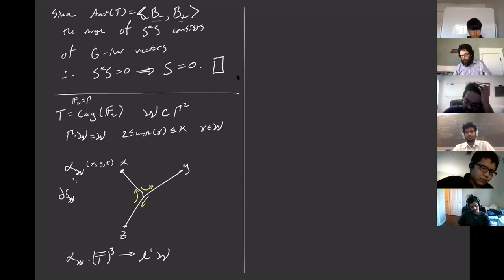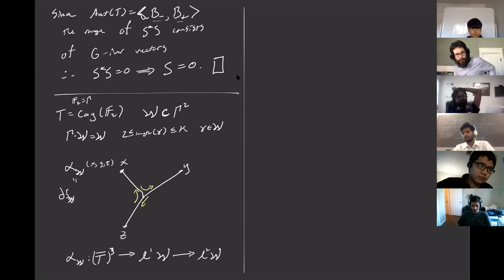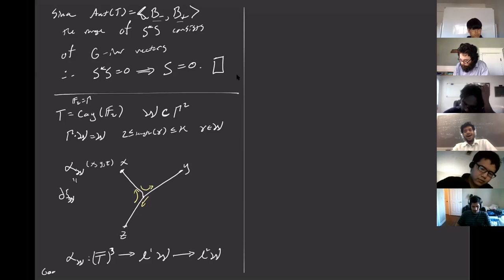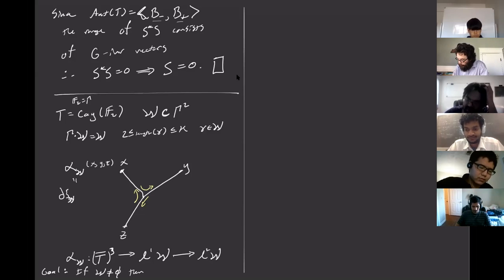And then from here, you could map it anywhere you had some Gamma-equivariant embedding, but in particular to L2 of W is what we are going to most care about. But you can map it to other Banach spaces or other Hilbert spaces, or wherever you have a representation. And the goal was to show that this was always a non-trivial cocycle. So the goal is that if W is not equal to the empty set, in which case you get zero, then alpha W is non-trivial as a bounded cocycle into L2 of W.